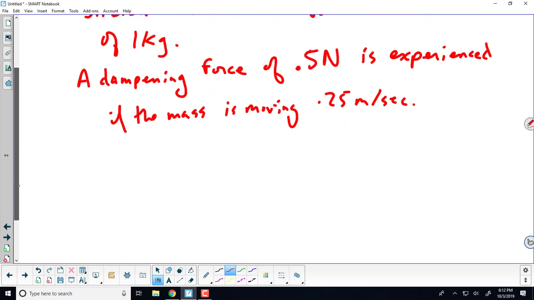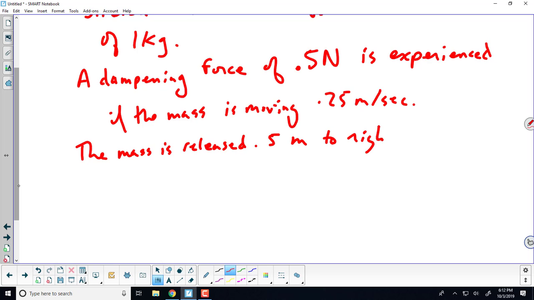So then we're going to add to that, the mass is released 0.5 meters to the right of rest. And by the way, it is released from rest. When I say from rest, I mean motionless. When I say to the right of the rest position, I mean where the spring would naturally want to sit. So the word rest means two different things in there. Okay.